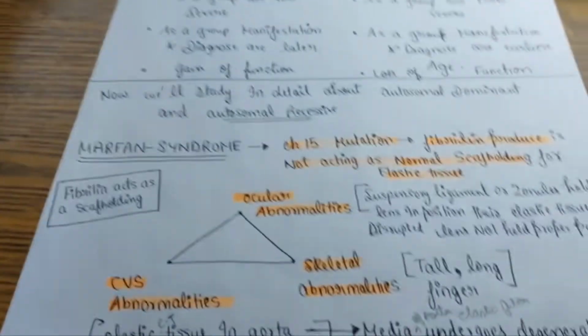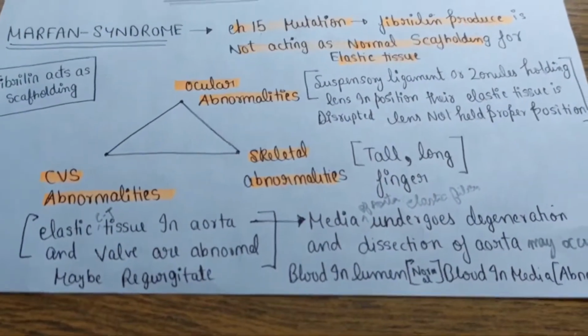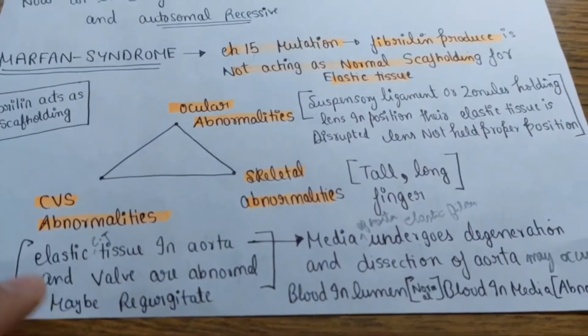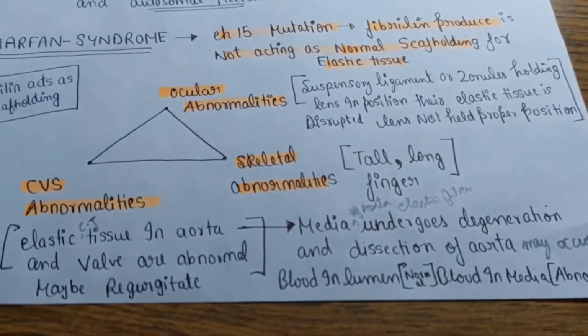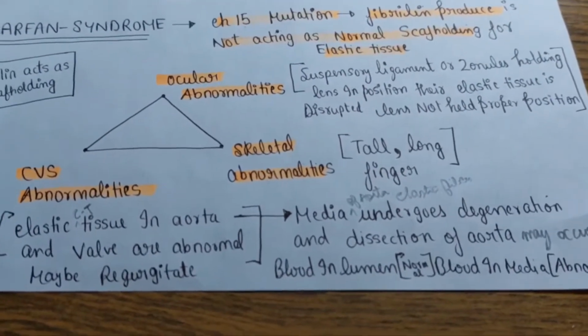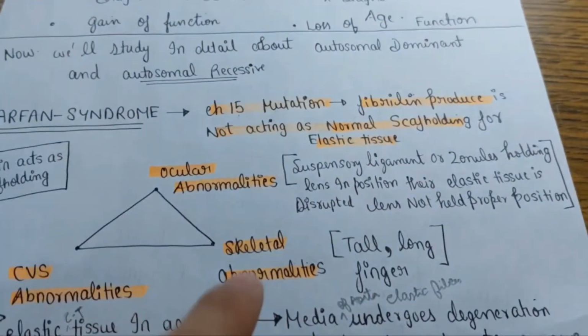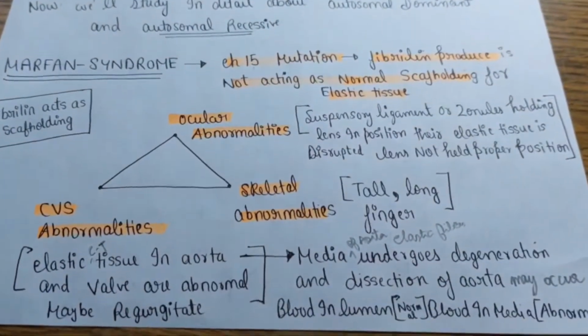We know the blood should go through the lumen of the aorta, and here what will happen is that the blood will start going between the layers of the aorta, and that can cause dissection of the aorta. And if the elastic connective tissue in the valves is abnormal, then there can be a problem with the valves of the heart, and that can lead to regurgitation. So these were the three main problems in Marfan syndrome: ocular abnormalities, skeletal abnormalities, and serious cardiovascular abnormalities.